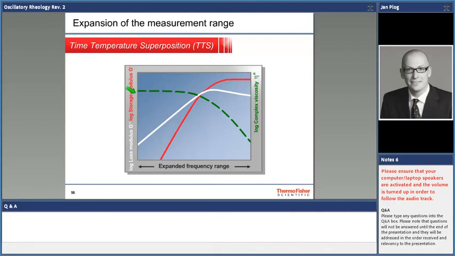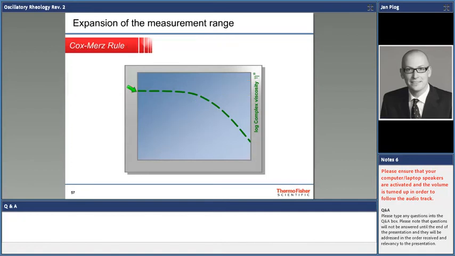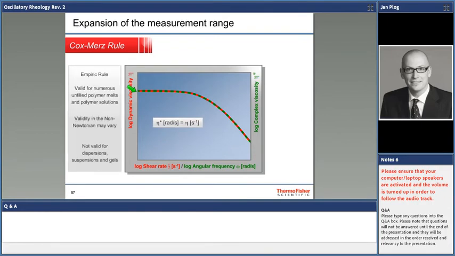Okay, and as I said earlier, this complex viscosity is one and the same thing as the steady shear viscosity according to the so-called Cox-Mertz rule, which is, I have to admit, a purely empirical rule. However, it works unless your system shows very strong energetic interactions.